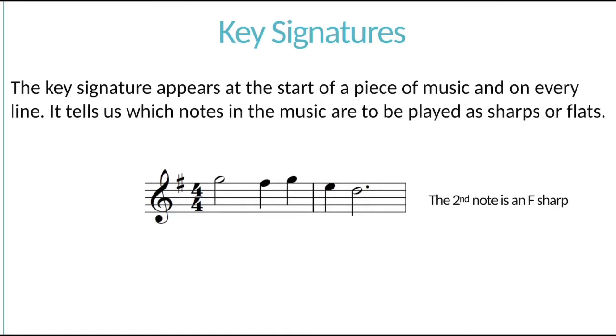If we look at this music here, for example, looking at the second note, ordinarily we would think that note's an F. But if we look at the key signature, which is here, we can see that it's telling us that every note on that top line, on that F line, is a sharp. And that's why we know this note is an F sharp.